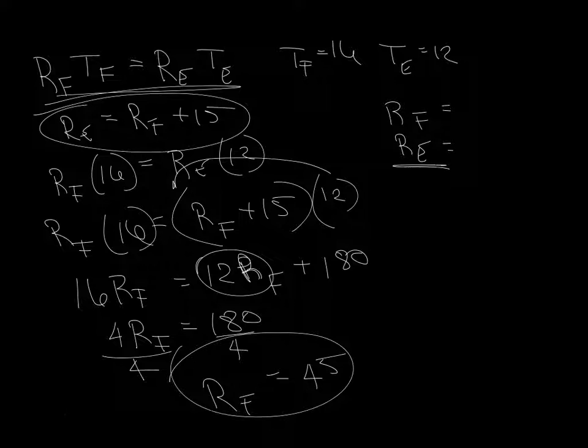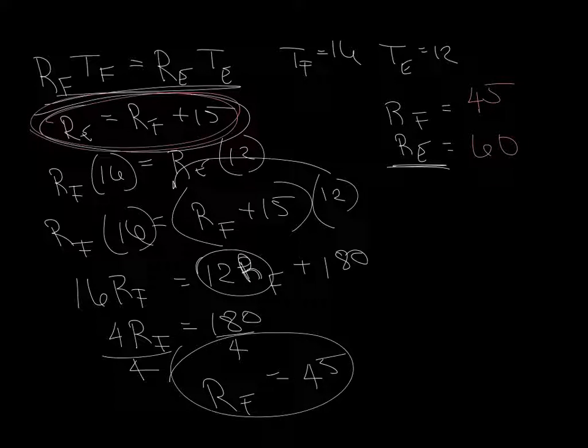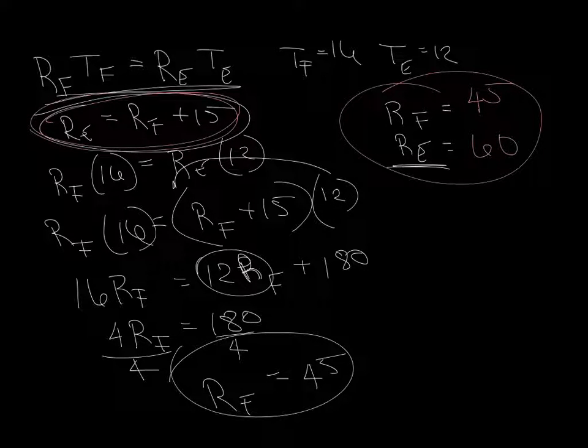We're also looking for RE, and we know that RE equals whatever we got for RF plus 15. So 45 plus 15 is 60. And that's our answer to example 79.4. And that's it for lesson number 79.